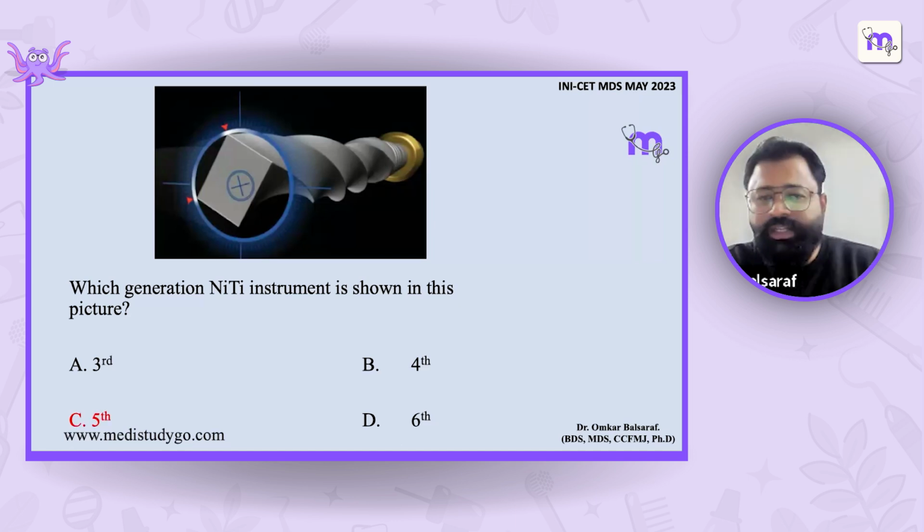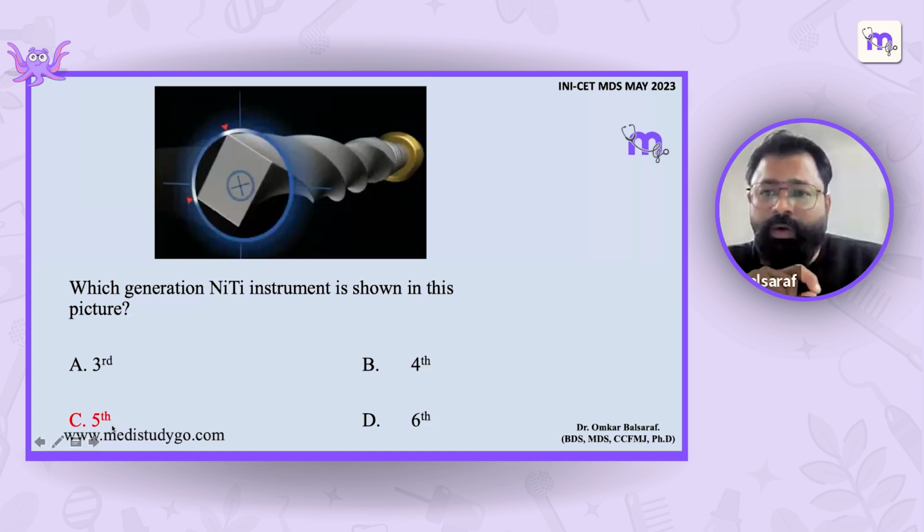So it is a fifth generation. As I told you, it is a rectangular cross section with an offset file. It is a fifth generation nickel titanium instrument. Please be very thorough with all kinds of cross sections of instruments, because they can ask you any kind of instrument. They can ask you a third generation instrument, or a sixth generation. They can just show you a cross section of a nickel titanium instrument and ask you which generation it is.